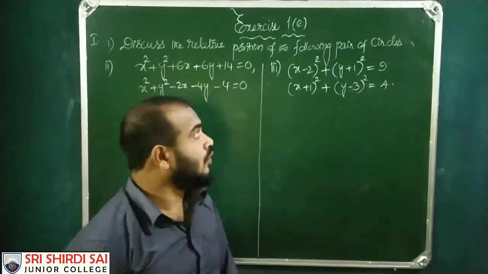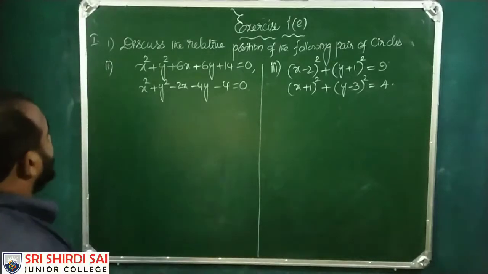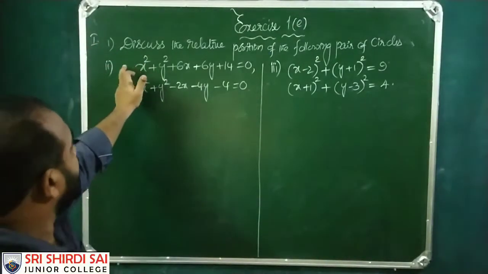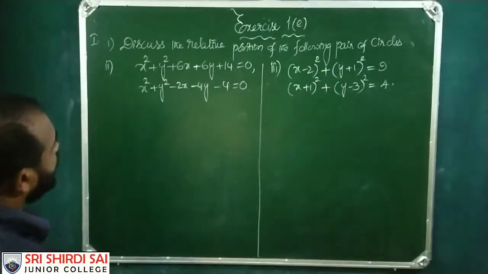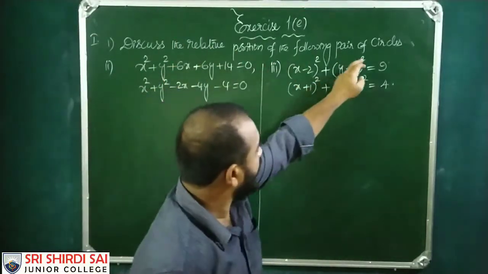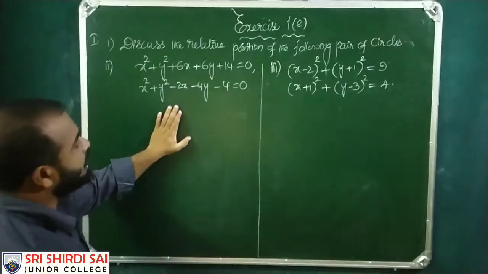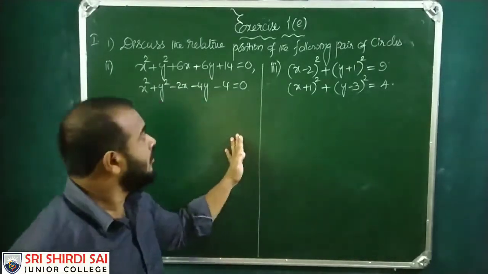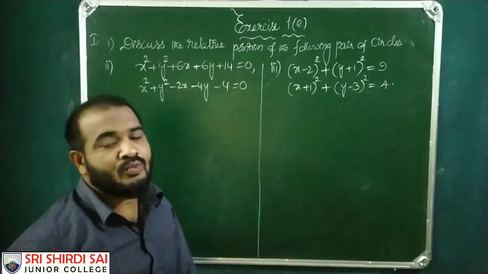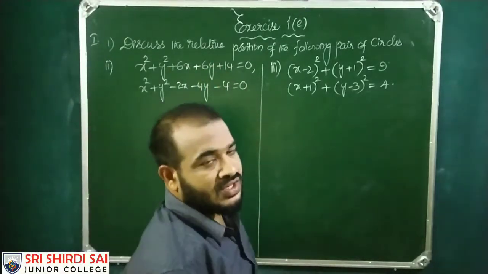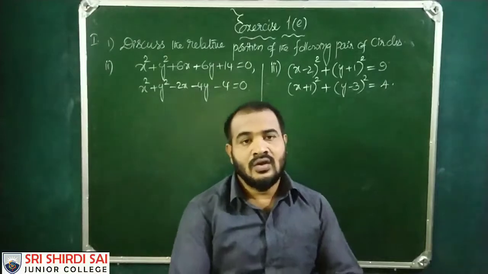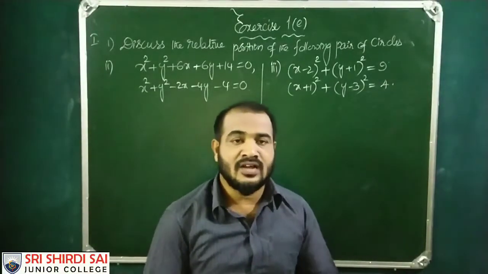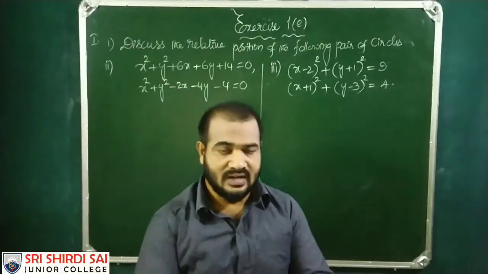Okay, so let us solve the first two questions from the first exercise. Discuss the relative position of the following pairs of circles. Here pairs of circles are given. All we need to do is tell their relative positions: whether the two circles touch each other internally, touch each other externally, one circle lies completely outside the other, or they cut each other.